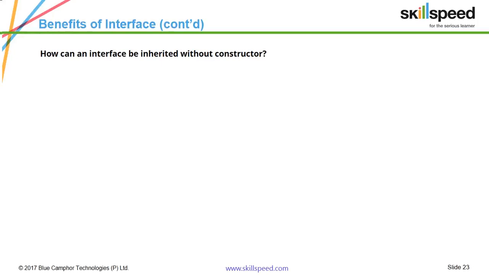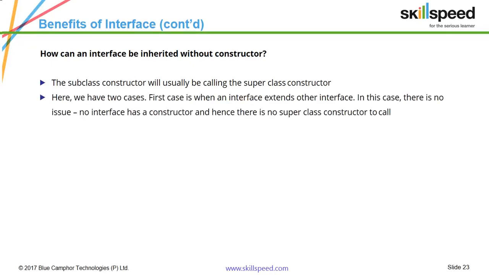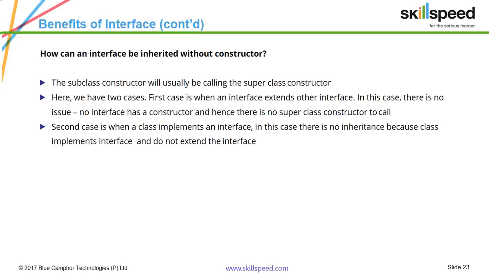How can an interface be inherited without a constructor? The subclass constructor will usually be calling the superclass constructor. Here we have two cases. First case is when an interface extends another interface. In this case, there is no issue. No interface has a constructor and hence there is no superclass constructor to call. The second case is when a class implements an interface. In this case, there is no inheritance because a class implements an interface and does not extend the interface.